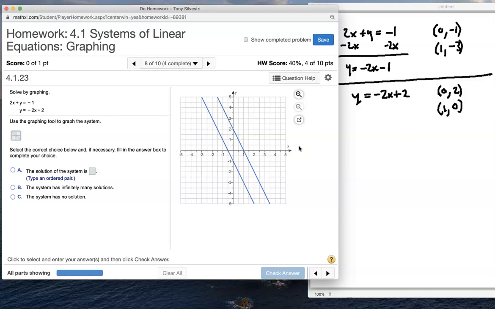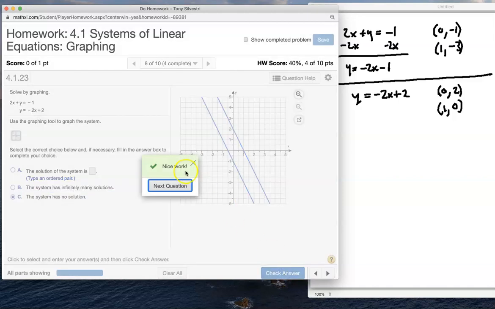Now, they're not crossing anywhere. In fact, they're sort of in parallel. They don't cross. No matter how far you stretch up or down, they're never going to cross. And if they're never going to cross and they're in parallel, they're not the same line, there is no solution. There's absolutely no number that will satisfy both equations at the same time. So let's see if that's right.